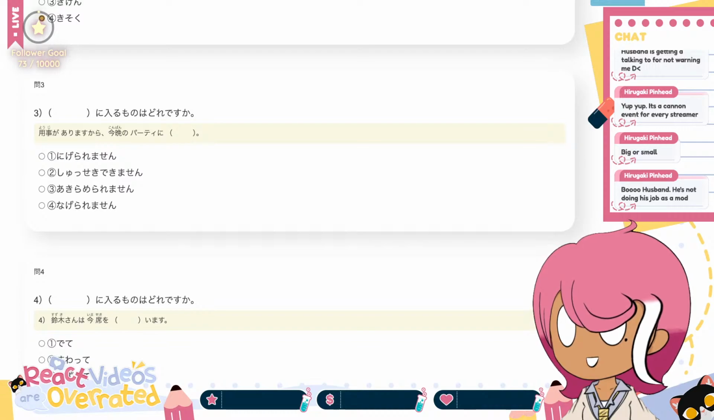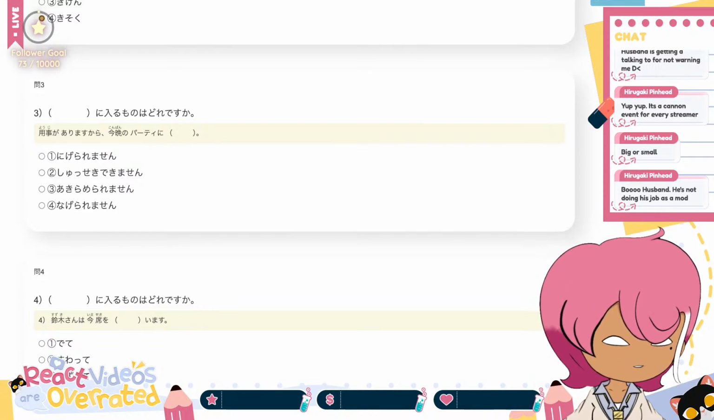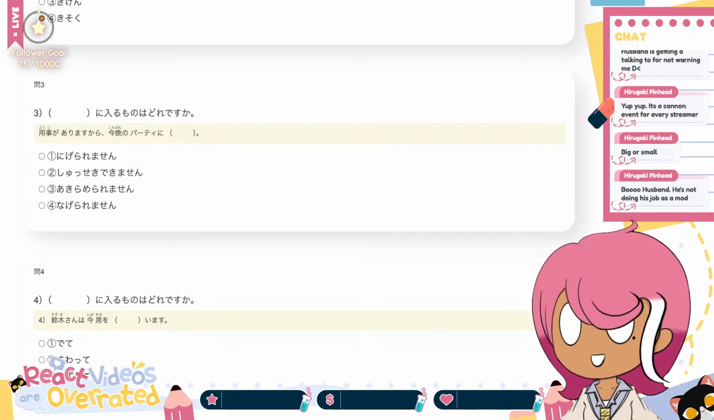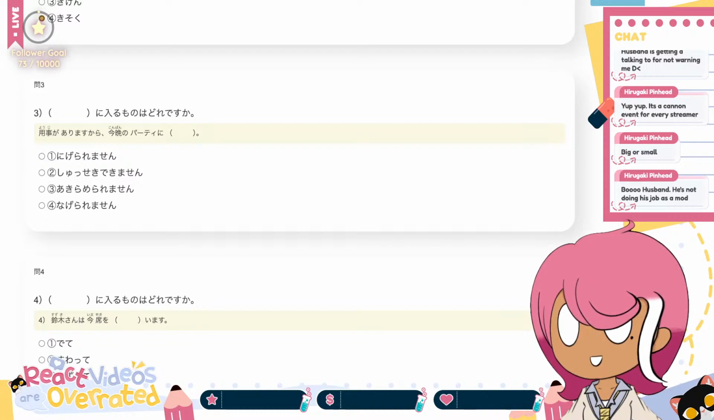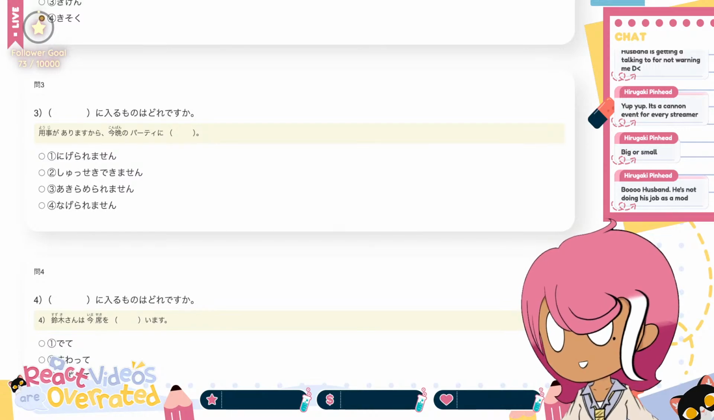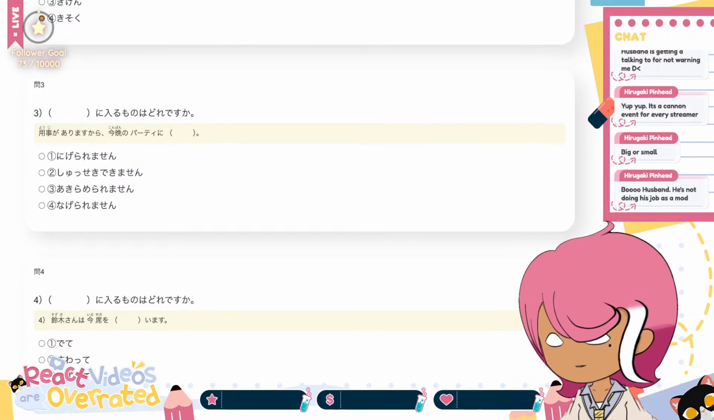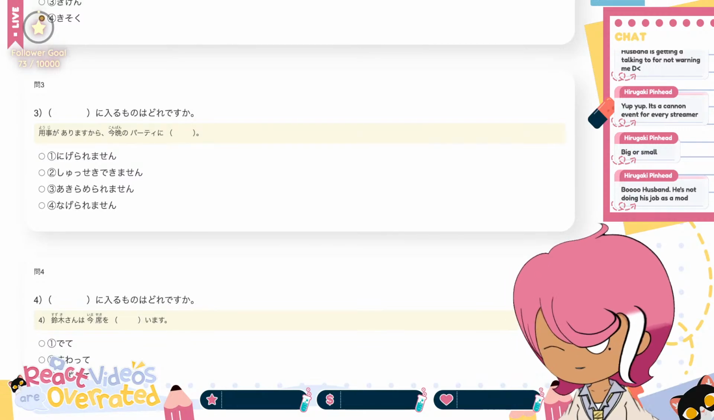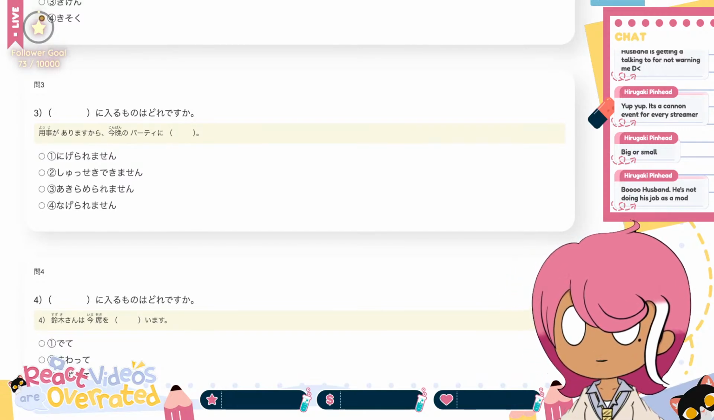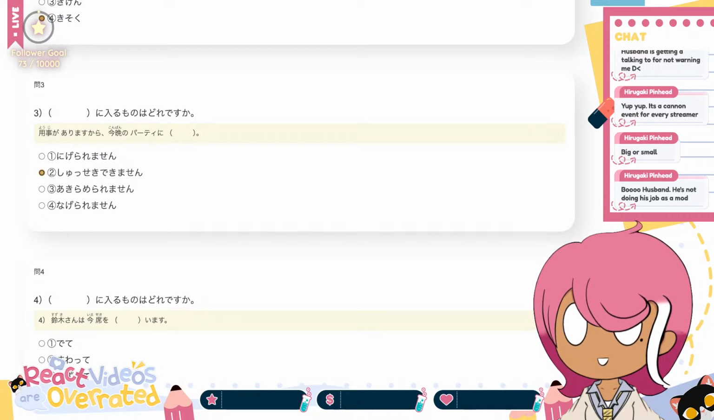有事がありますから、今晩のパーティーに有事 or 用事. Business. Oh. So he has business. So probably not going to the party. 逃げられません。Running away? Nope. 出席で. So not attending. 出席できません。I think that one's right.